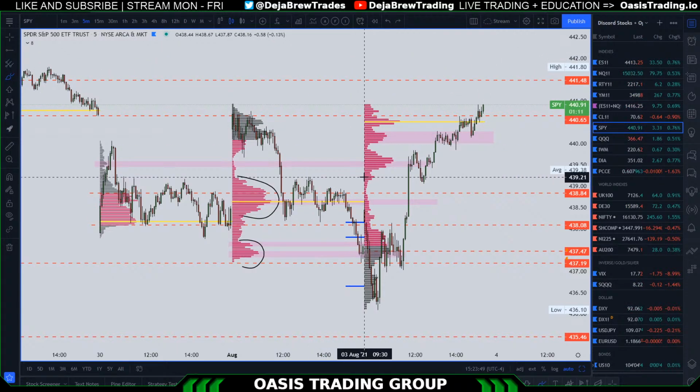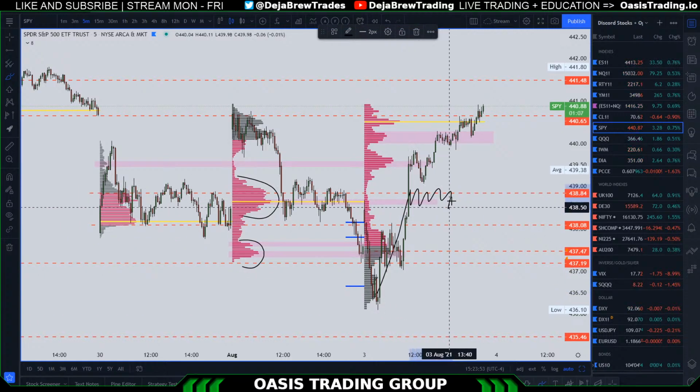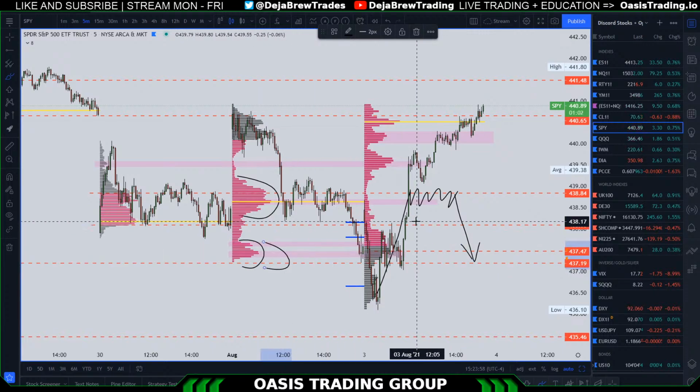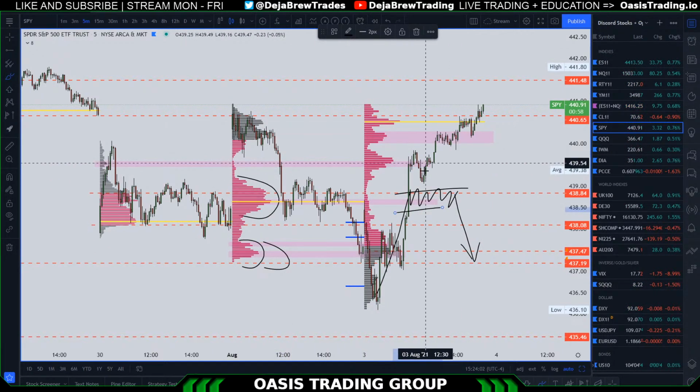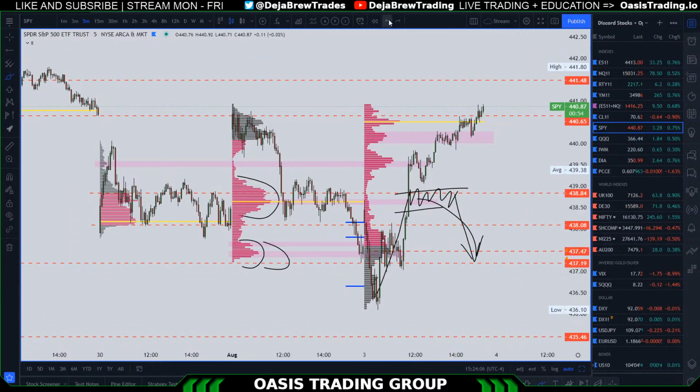If it used these nodes as resistance, so like we popped up here, and then this was resistance, then it should fall back to the previous node, so this one down here, right? So if this popped up here and then started to flag out, this would look like it wanted to go back down to that node on the bottom, right?